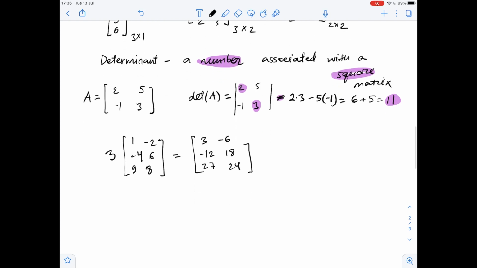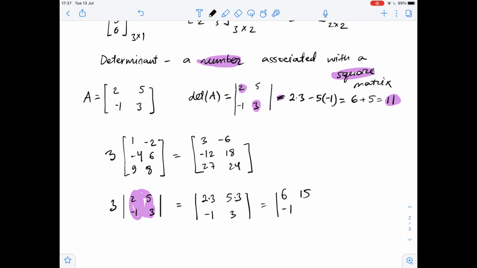But if a scalar is multiplied to a determinant, then it's multiplied to only one row or column. So for example, if you need to multiply a determinant of the 2, 5, -1, 3 matrix by 3, you just multiply one row or one column of this matrix whose determinant we use in order to find this product. So for instance, we will multiply only the first row. So we will get 2 times 3, 5 times 3, -1, 3 here. So here we get 6, 15, -1, 3.